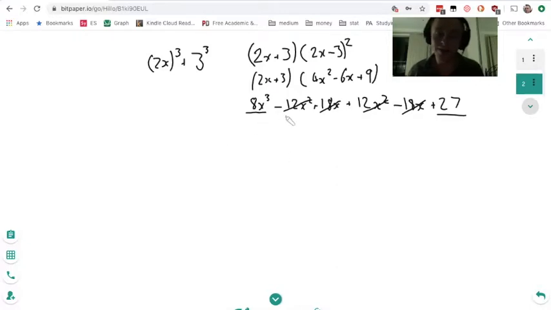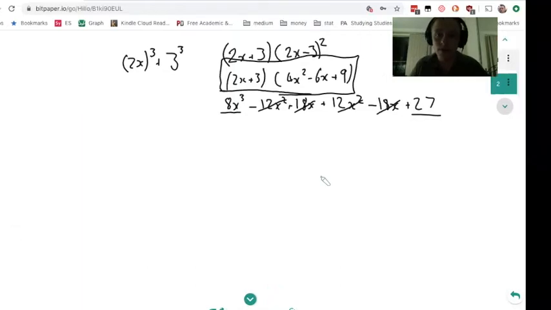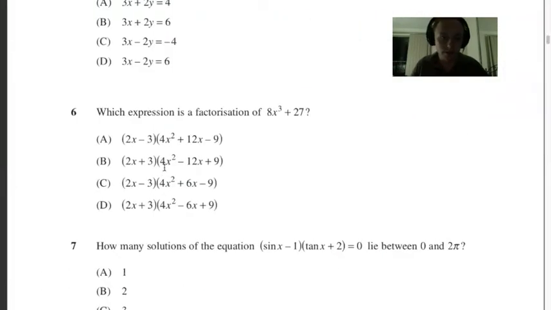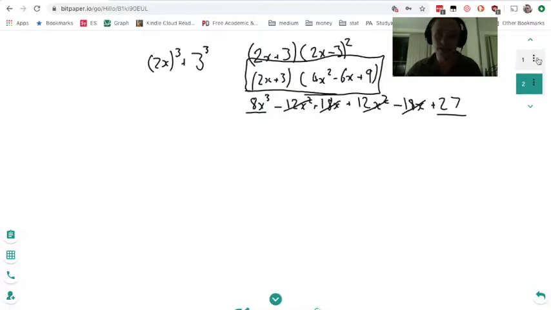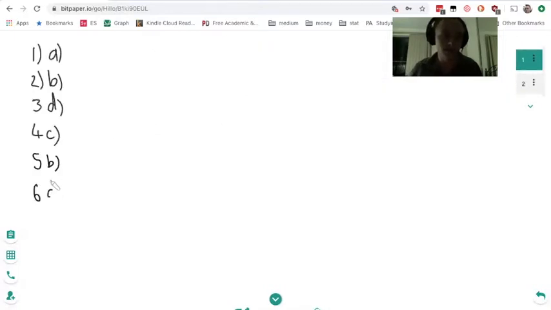How did I guess that? Honestly, I apologize. I'm not sure how I guessed that. 2x plus 3, in brackets, 2x minus 3 squared. I think the answer has been stated in this particular form. If you were a student, we would go through and explore this, but I'm going to continue with the exam right now. 2x plus 3, 4x squared minus 6x plus 9. That looks like D. Question 6 is D.